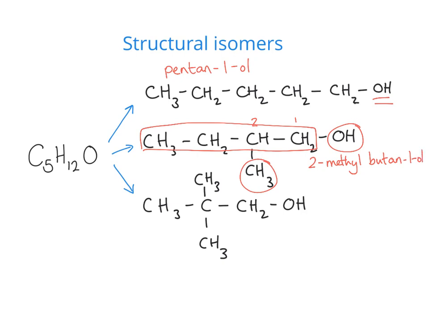And then the one underneath is just more branching going on. The longest chain of carbons we have is 3, and don't forget to check in the other direction. It's the same in the other direction, so it's still 3. So we're going to have propan. The OH is still on the first carbon, so we still have propan-1-ol.